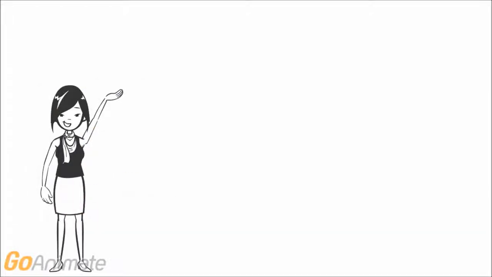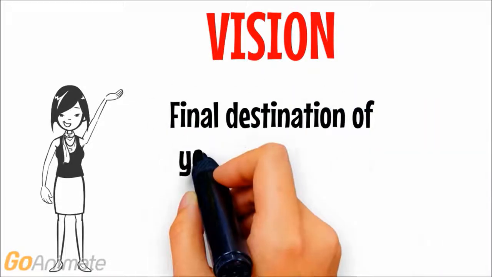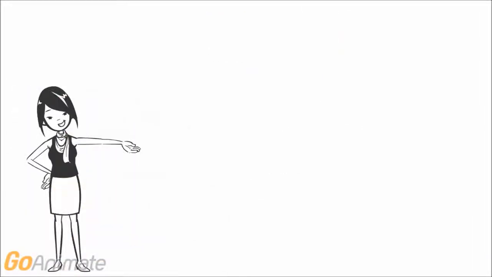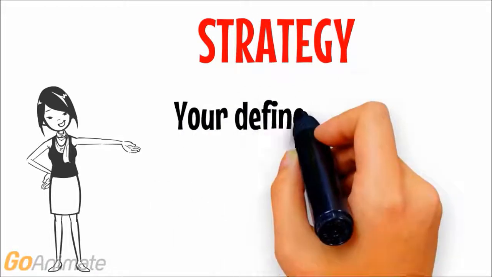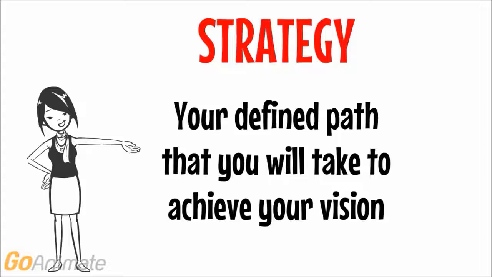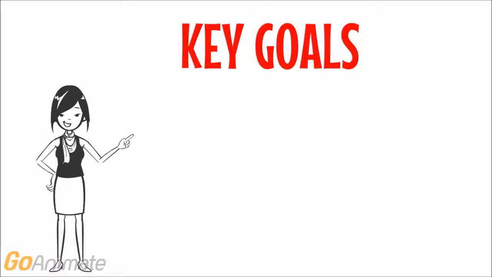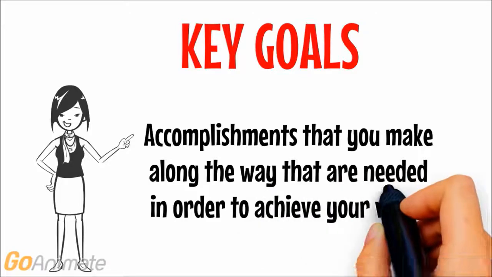As we've already discussed, a typical plan starts with a clearly stated vision. Another way to explain vision is that it is the final destination of your presidential year. The next step in the development of a strategic plan is the definition of strategy. This is simply defining the path that you will take to achieve your vision. And the next step in your plan is to define your key goals. These are the accomplishments that you make along the way that are needed to achieve your vision.